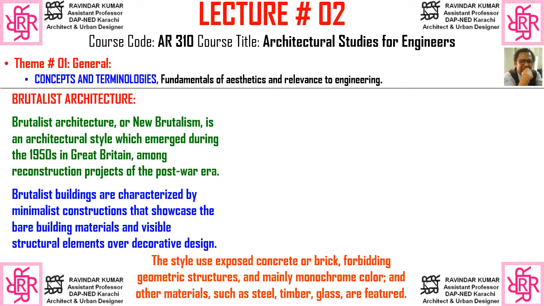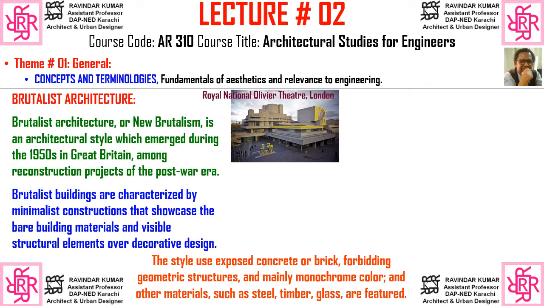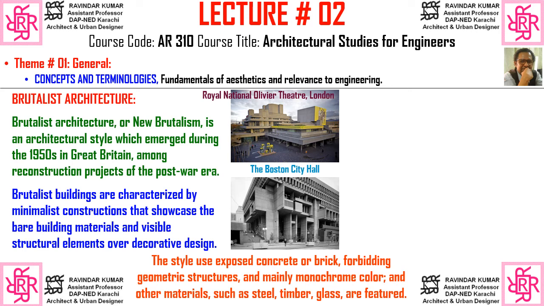The style uses exposed concrete or brick, forbidding geometric structures, and mainly monochrome color, and other materials such as steel, timber, and glass are featured in brutalist architecture. Let's see some examples. This is the Royal National Theatre in London, where you see the brutalist style. This is Boston City Hall. See how the whole concrete building is exposed.